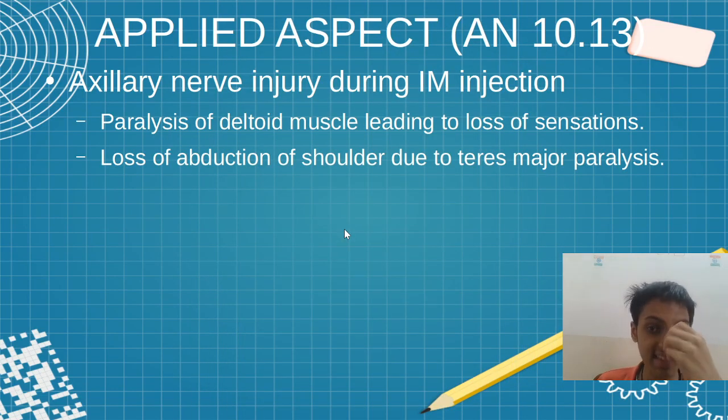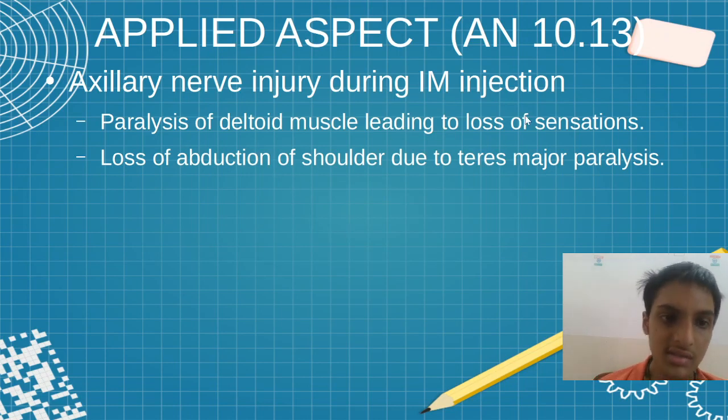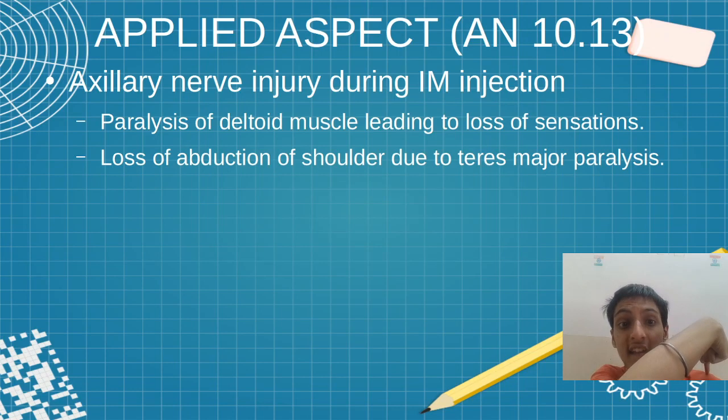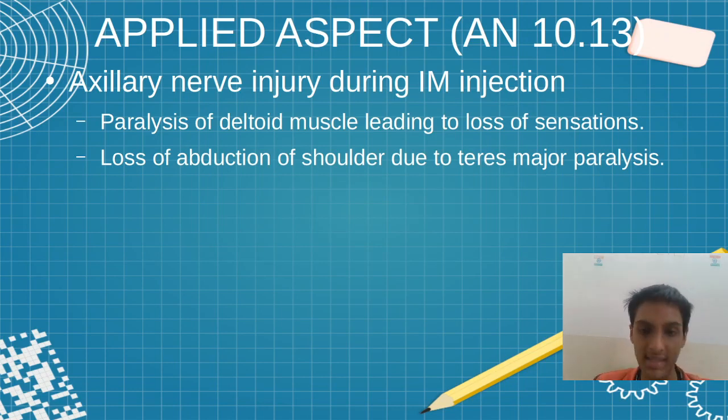Right. Let's see the applied aspect. Axillary nerve injury during IM, intramuscular injection. So in the upper limb, where is the intramuscular injection given? Deltoid muscle. Please don't give it directly. During the treatment, the intramuscular injection is given at 45 degrees in the deltoid muscle.